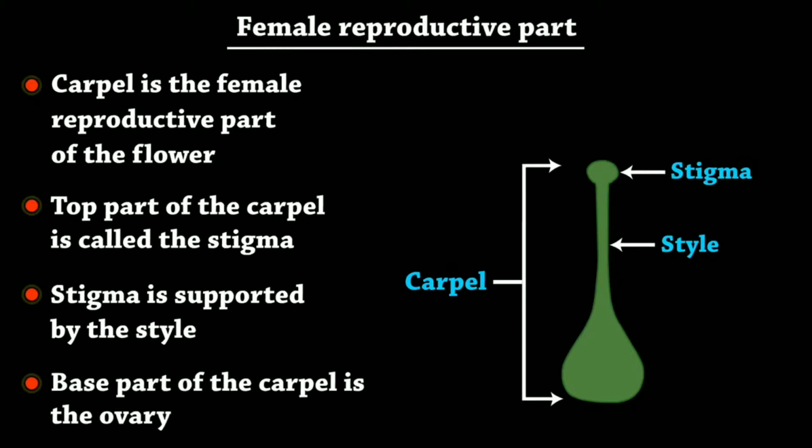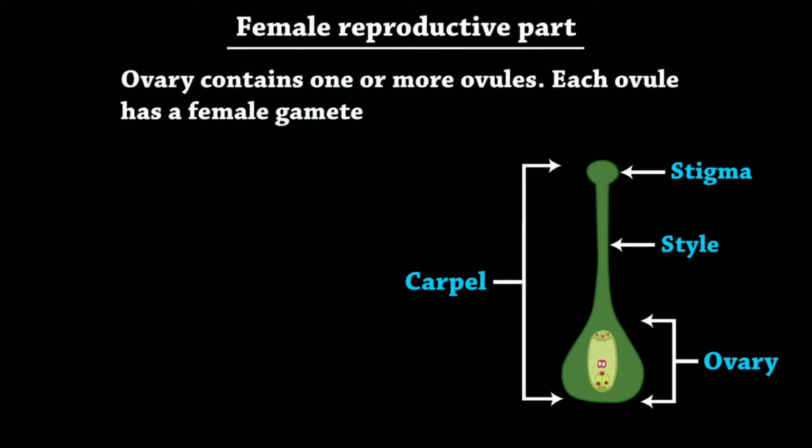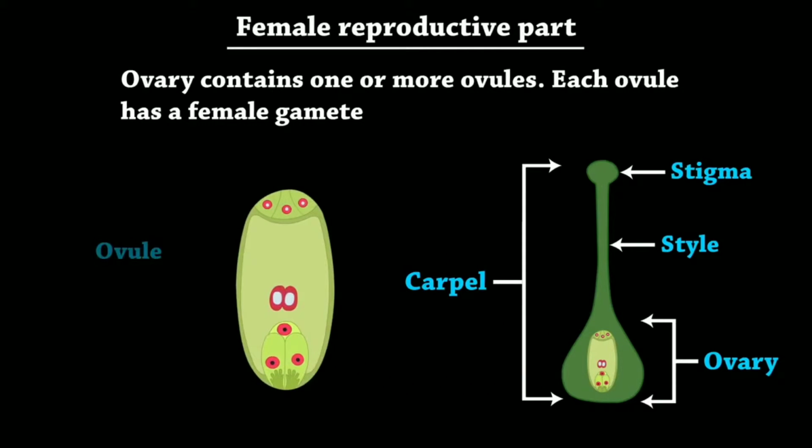The base part of the carpel is the ovary. The ovary contains one or more ovules. Each ovule has a female gamete.